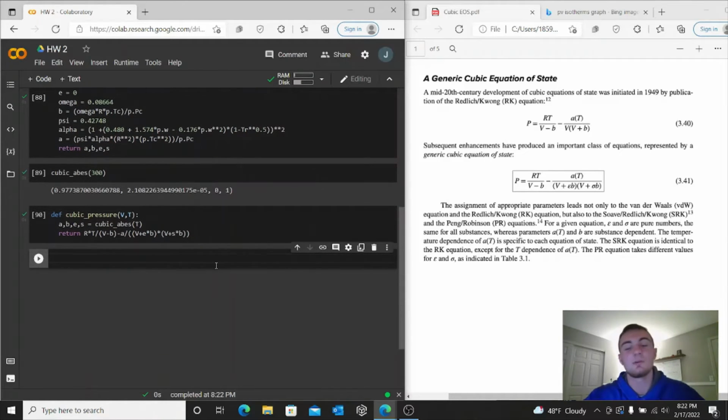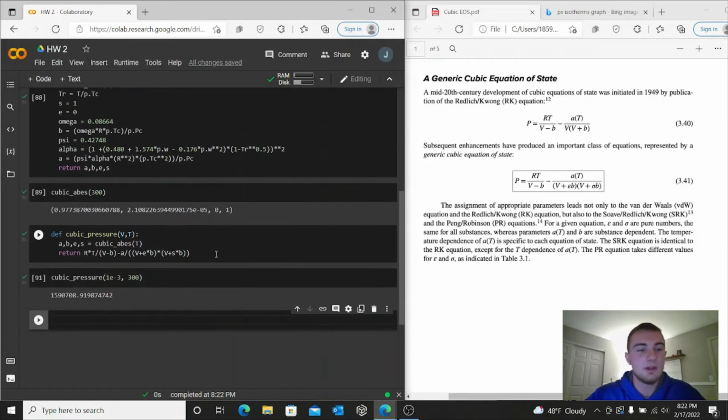Okay, so now we have an expression for our cubic pressure here. Let's write this out and supply our volume and temperature just to see if it runs okay and we get the correct values. We'll go 1e to the negative third for our volume, and for our temperature, we'll just do 300 Kelvin again.